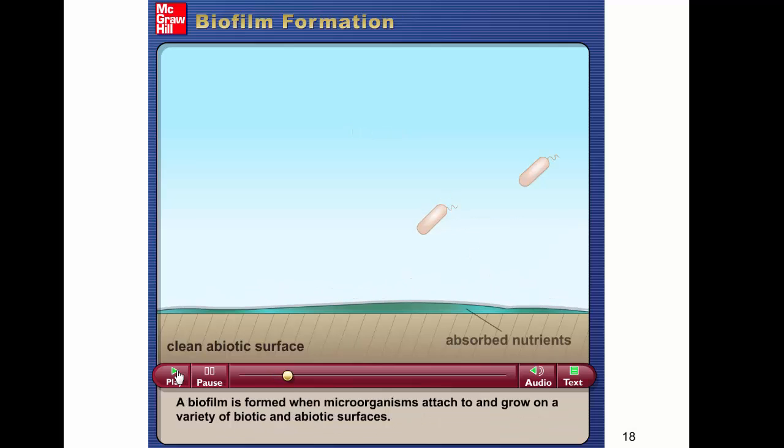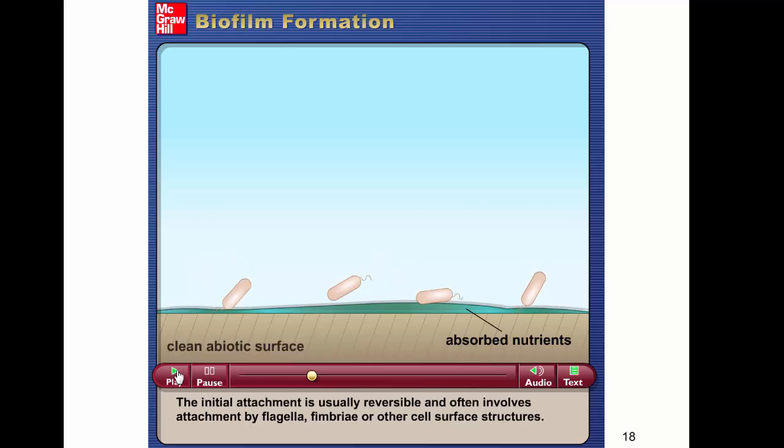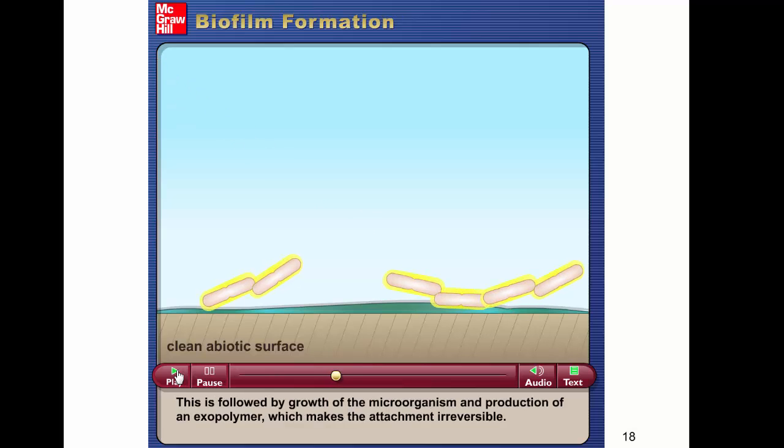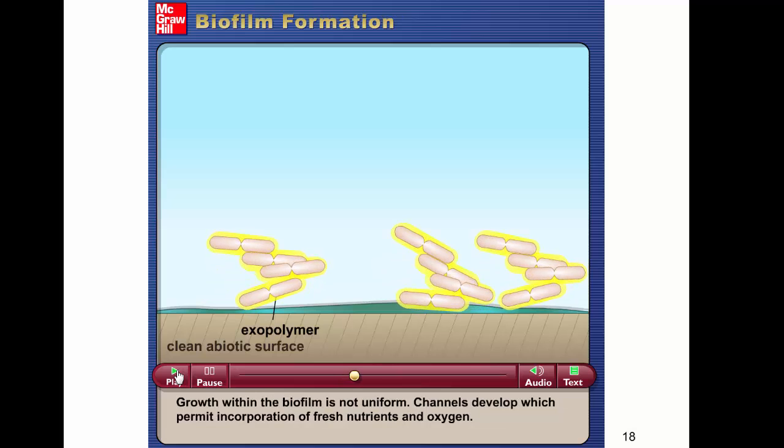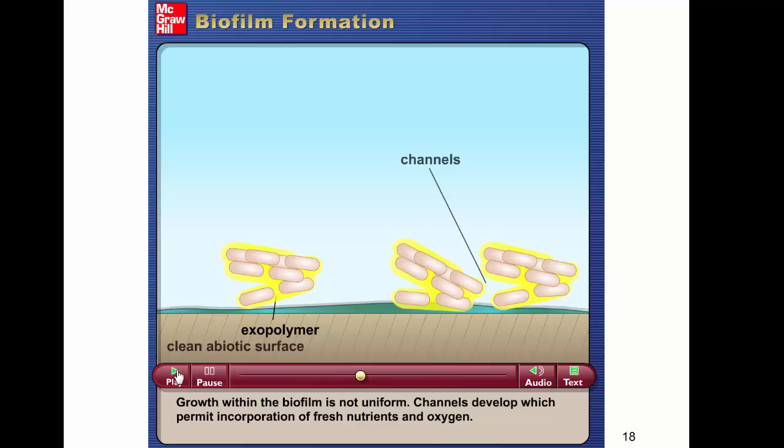A biofilm is formed when microorganisms attach to and grow on a variety of biotic and abiotic surfaces. The initial attachment is usually reversible and often involves attachment by flagella, fimbriae, or other cell surface structures. This is followed by growth of the microorganism and production of an exopolymer, which makes the attachment irreversible. Growth within the biofilm is not uniform. Channels develop which permit incorporation of fresh nutrients and oxygen.